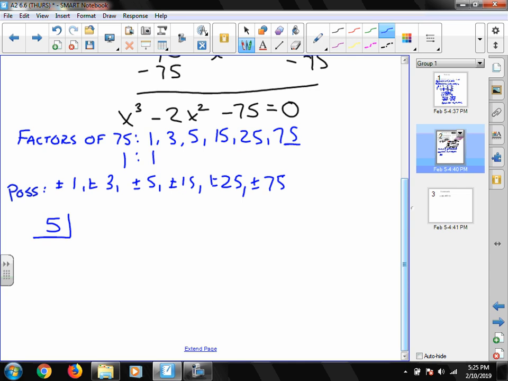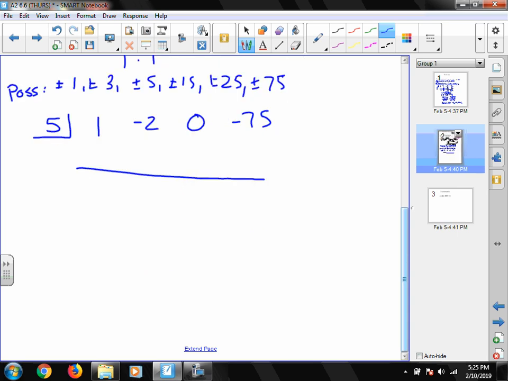Now, I am missing an x term, so I'm going to go 1, -2. Okay, -2 is in front of x squared. I do not have an x term, so I have to put that 0 in. Okay, that is crucial. And -75 at the end. And down here, what do we get? Drop the 1 below the line. Multiply by 5, you get 5. -2 plus 5 is 3. 3 times 5 is 15. 15 plus 0 is 15. 15 times 5 is 75, which gives me 0.